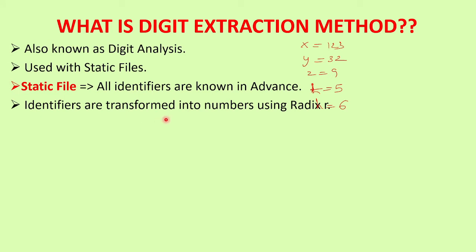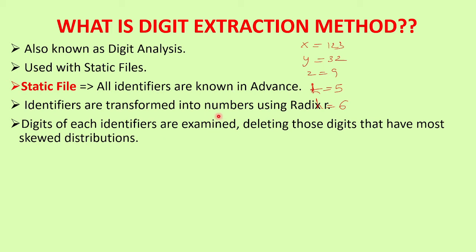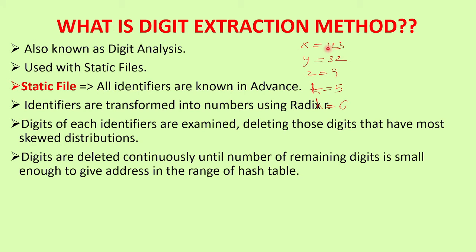So these identifiers are transformed into numbers using radix R, and the digits of each identifier are examined. Every identifier or number will have digits. Suppose x equals 123. This number has 3 digits: digit 1, digit 2 and digit 3. So each digit of the identifier is examined, deleting some of the digits that have skewed distribution. Digits are deleted continuously from the given number until the number of remaining digits is small enough to give the index number or the hash address of the hash table.